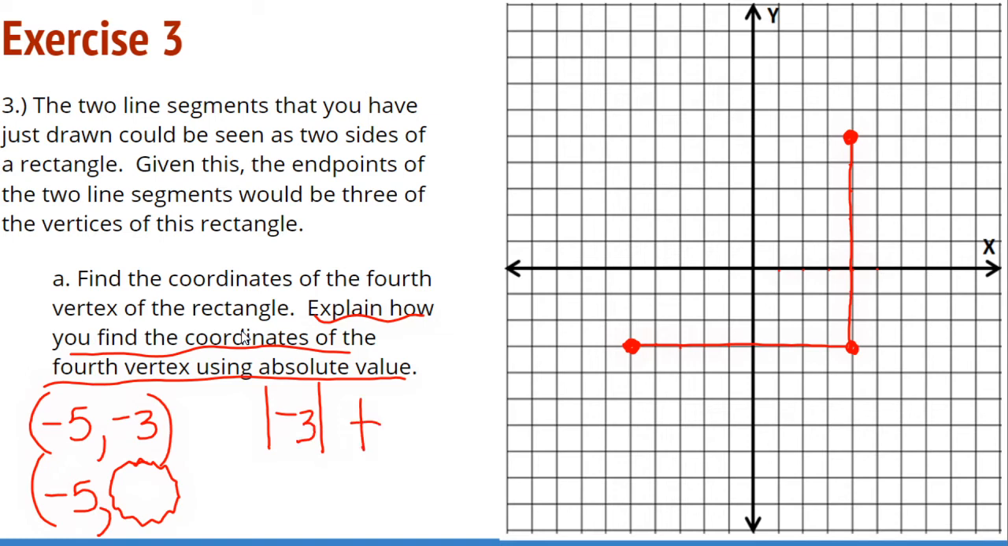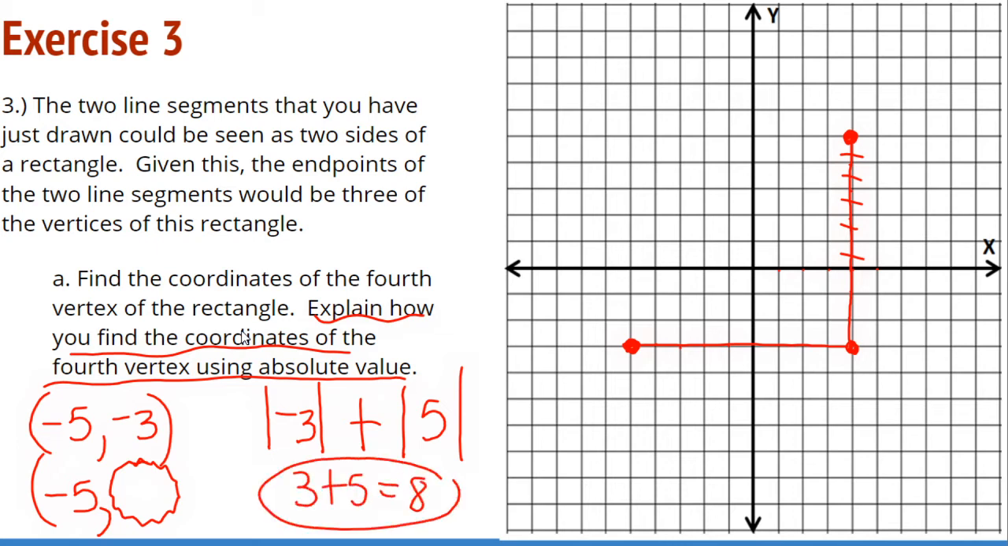And I know that I need to reach 1, 2, 3, 4, 5 more. The absolute value of 5. So I've got 3 plus 5 for a total length of 8, and I'm going to be at negative 5, 5. And that's going to create for me a lovely little rectangle.